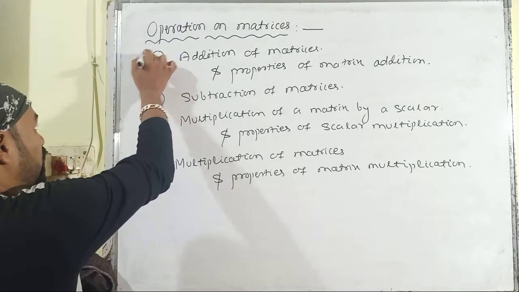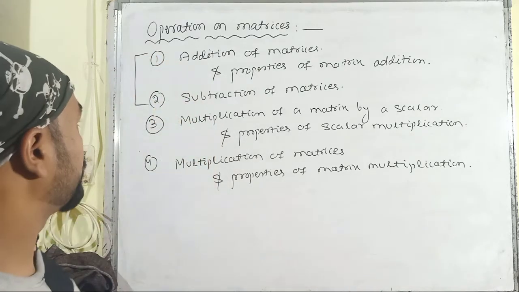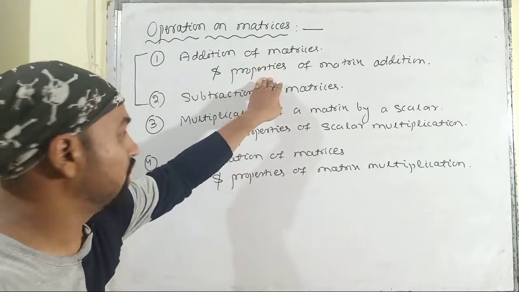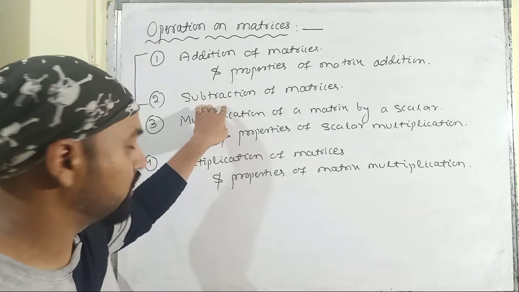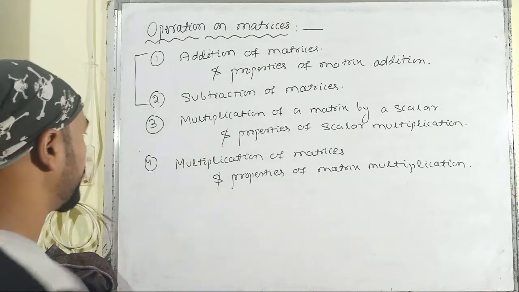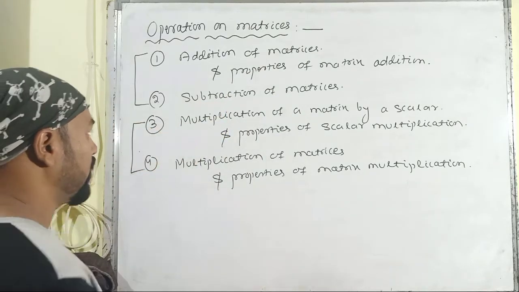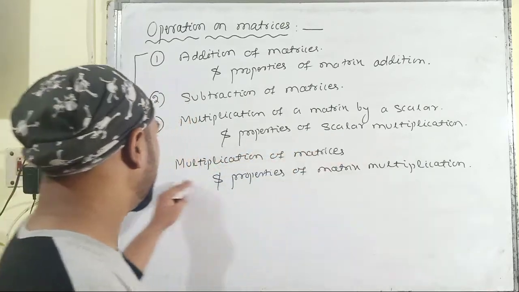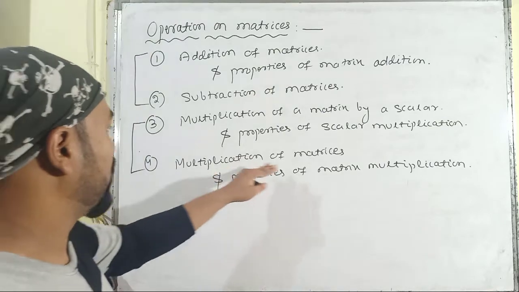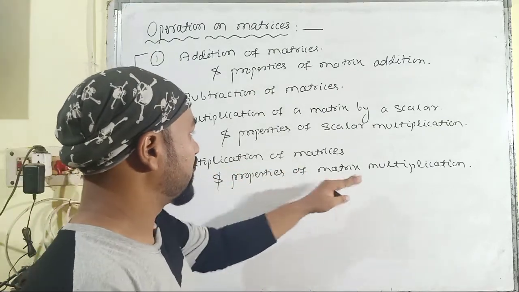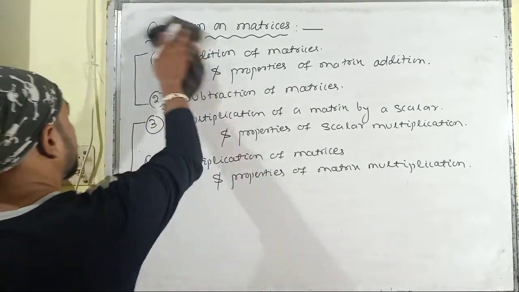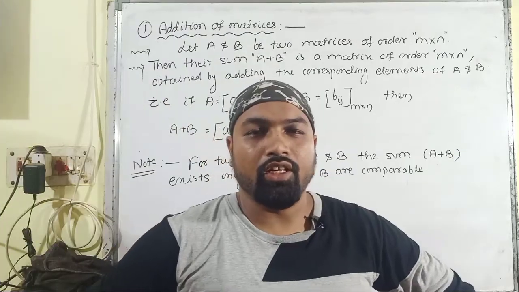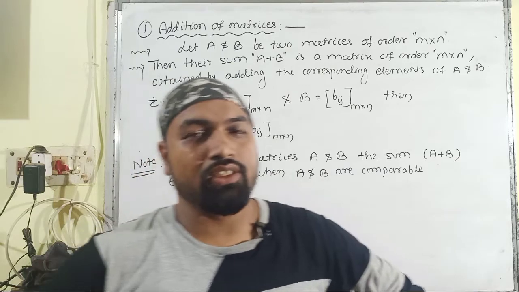In this particular session we are going to discuss the first two types of operations, that is addition of matrices with properties of matrix addition and at last subtraction of matrices. And in the next video session we are going to discuss multiplication of a matrix by a scalar and then properties of scalar multiplication, and in the fourth one multiplication of matrices and properties of matrix multiplication. So first of all let us discuss the addition of two matrices.